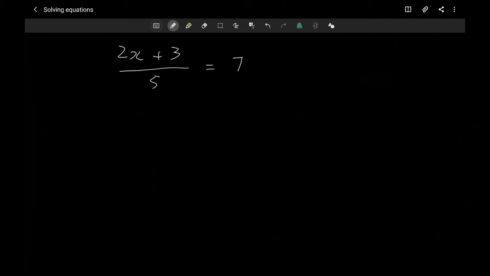Well, let's take a look at this example. 2x plus 3 over 5 equals 7. Now, we can always use the 3-box method, guaranteed. So where would those 3 boxes be? Well, we know that there will be a box for 7.